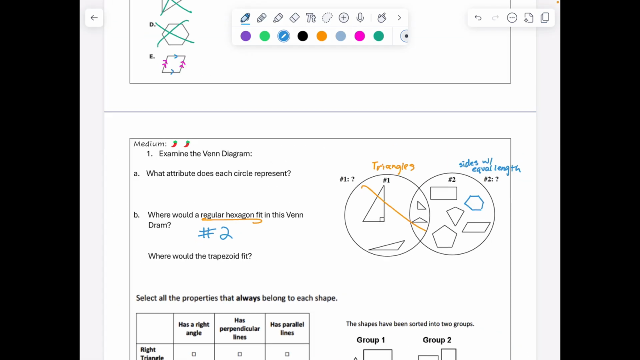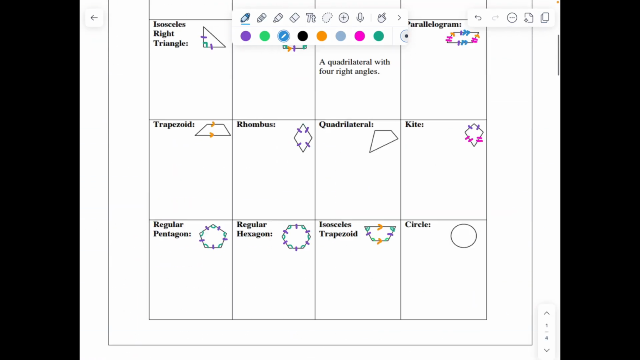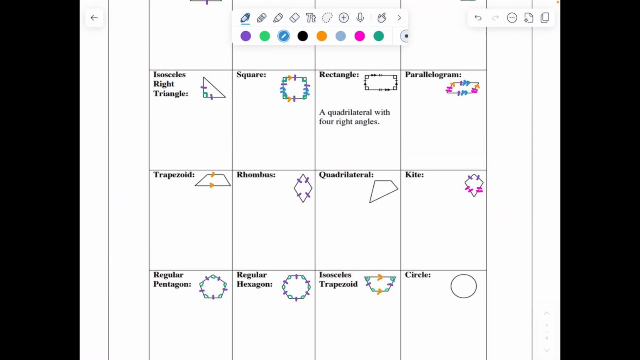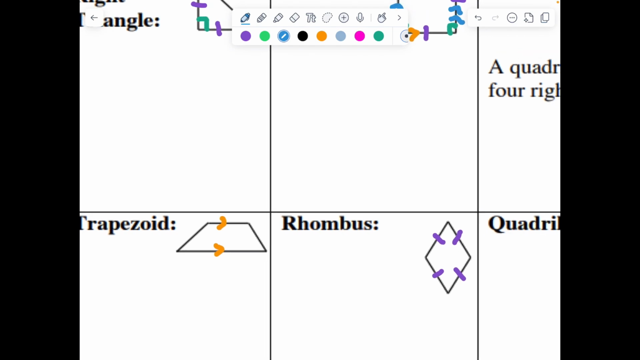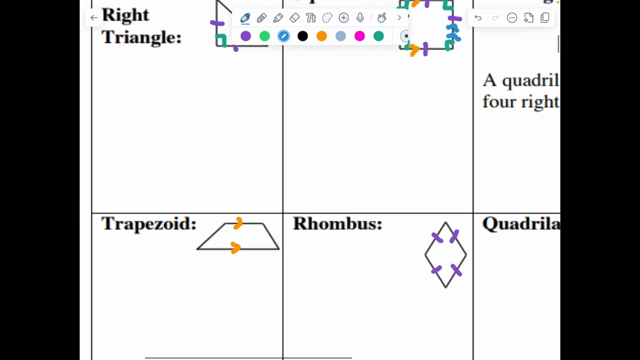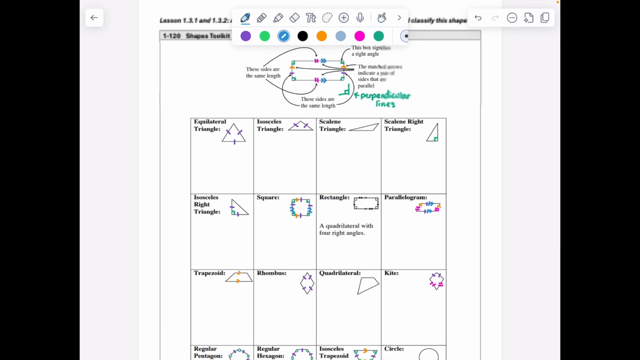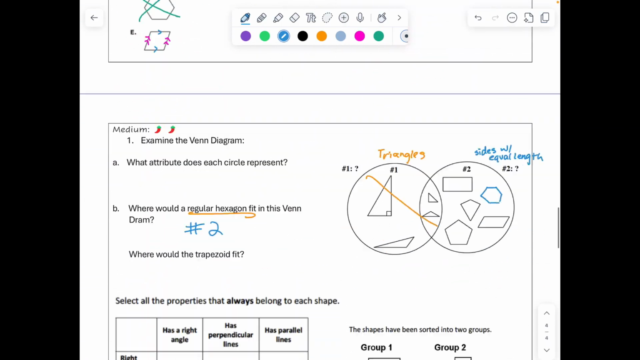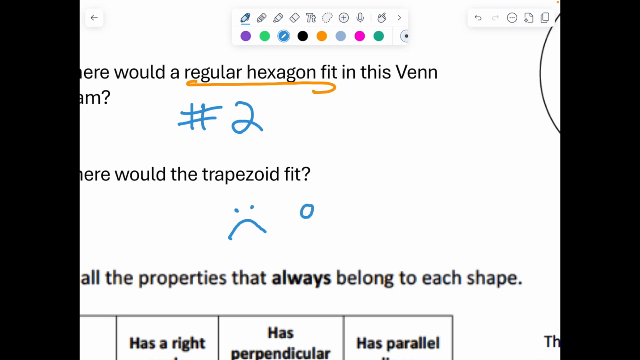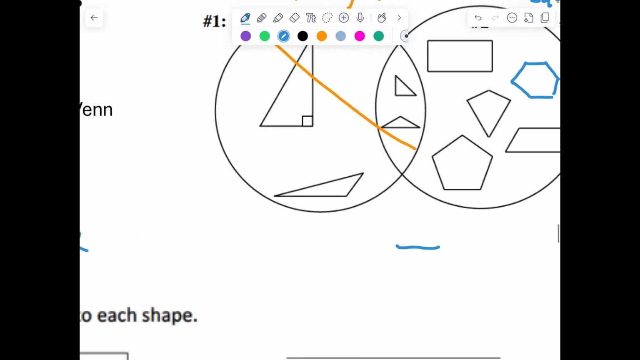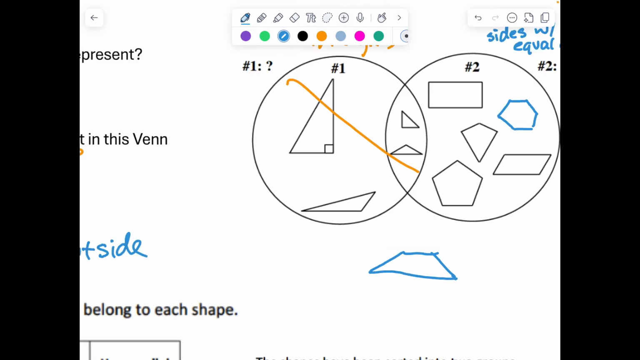And then where would the trapezoid fit? If we go back to our circle toolkit and find trapezoid, a trapezoid is not a triangle, and it does not necessarily have any equal sides. It might look like it in this picture, but it doesn't necessarily have to have a pair of equal sides. So the trapezoid is going to fit nowhere, outside the Venn diagram. Maybe just trapezoid out here somewhere.